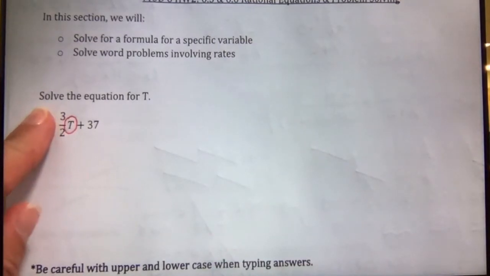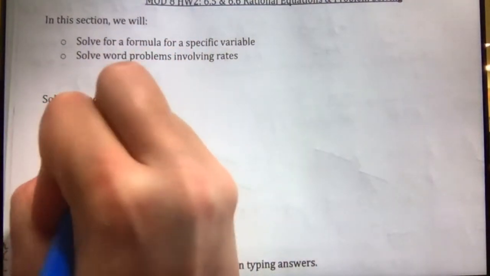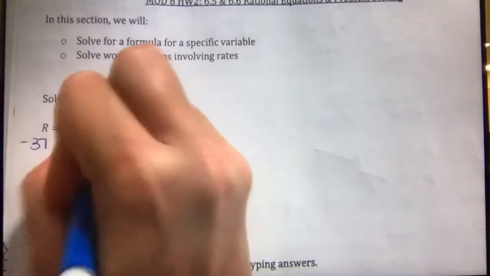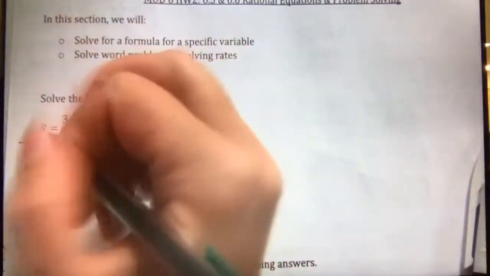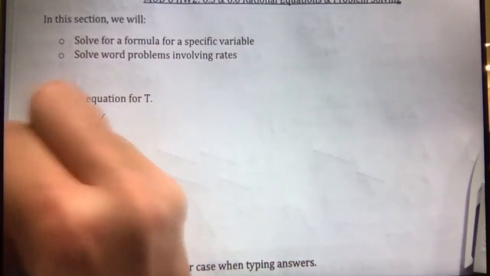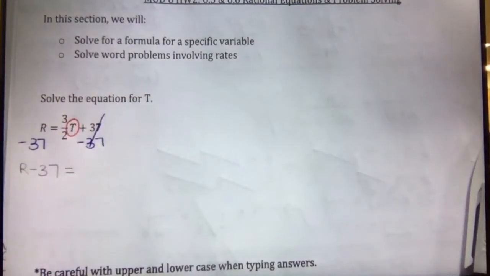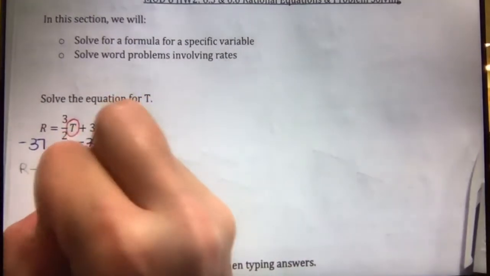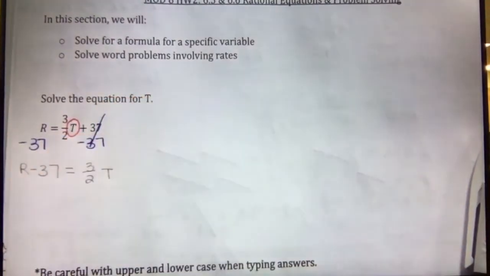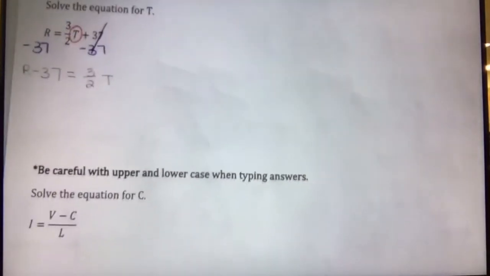It's adding. So what's the opposite of adding 37? How do I get rid of it? Subtract 37. So we're going to subtract 37 from both sides. On the left side, we're left with R minus 37. Those are not like terms, I cannot combine them, so we're going to leave it as R minus 37 equals 3 over 2 t. So we're close, almost there.